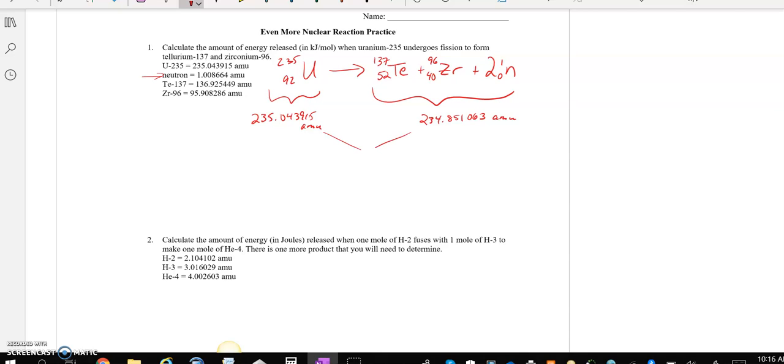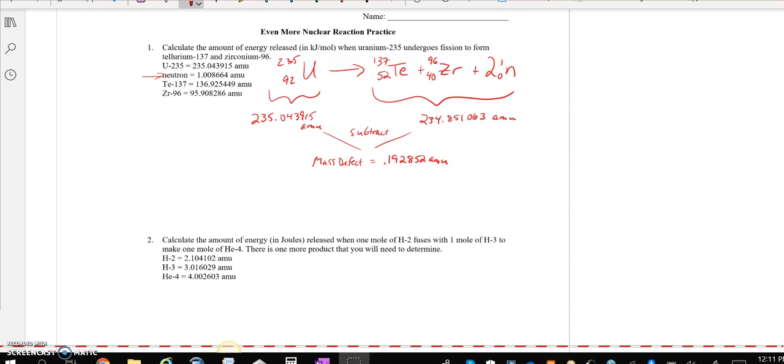If we subtract these two values, you get a mass defect of 0.192852 AMU. Remember, technically speaking, this is a negative value because we know mass is going to be turned into energy, so this is actually a negative amount of mass as it turns into the joules released by the reaction.